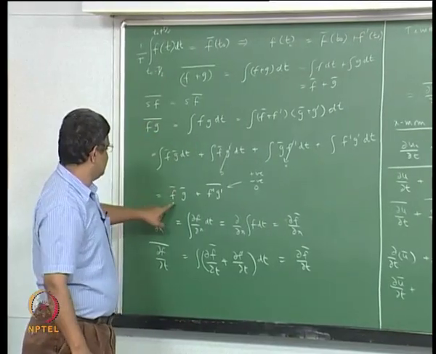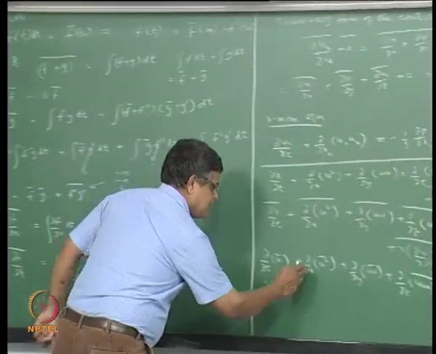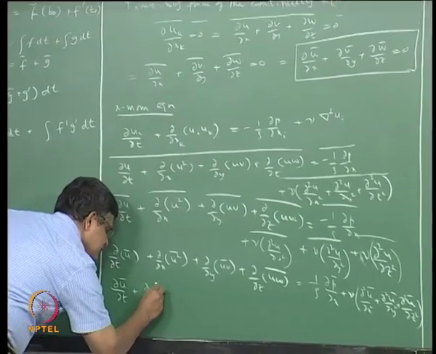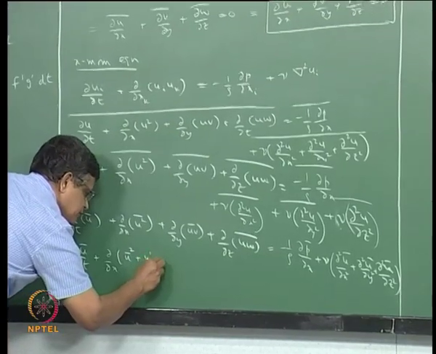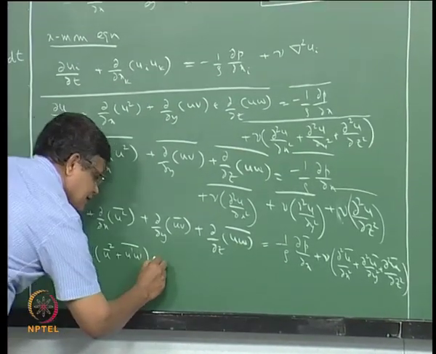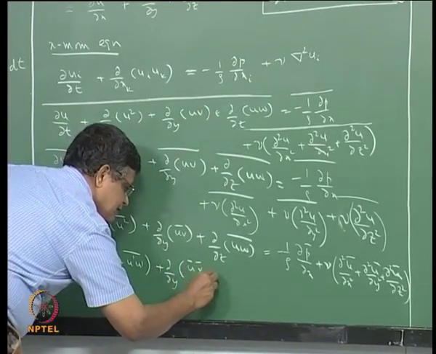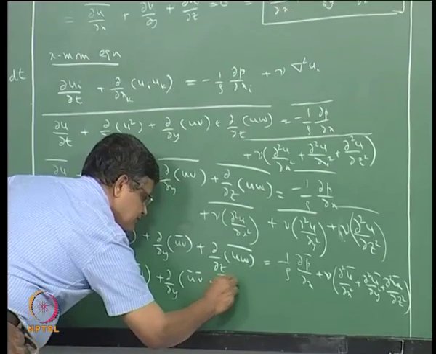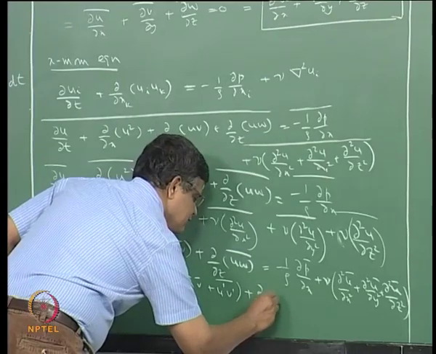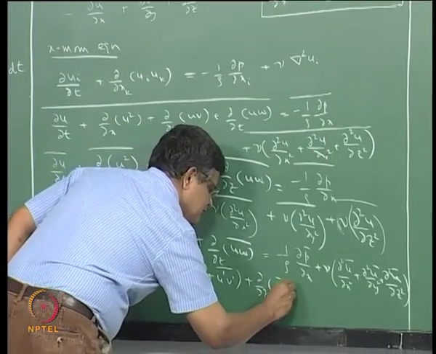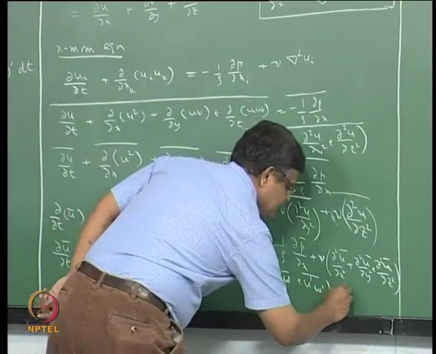the average of fg is equal to f bar g bar plus the average of f prime g prime, and if we do that here we get dou by dou x of u bar square plus the average of u prime square, plus dou by dou y of u bar v bar plus the average of u prime v prime, plus dou by dou z of u bar w bar plus the average of u prime w prime, and that is equal to the RHS.